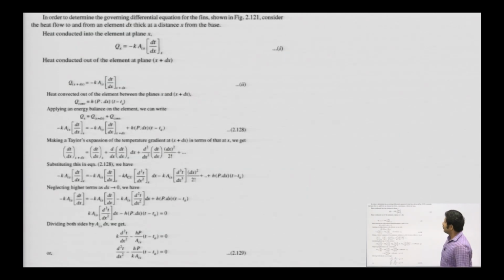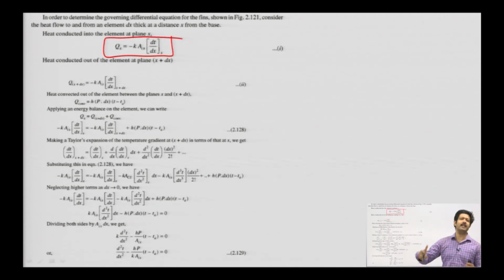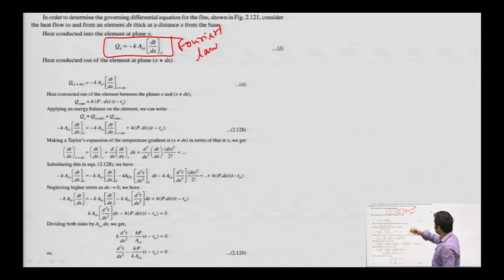So heat conducted into the element at plane x, and this you all know. Which equation is this? Come on, this is Fourier's law of conduction. Fourier's law of conduction states that the heat transfer is directly proportional to the product of the cross sectional area and the negative of the temperature gradient. So this is Fourier's law of conduction.